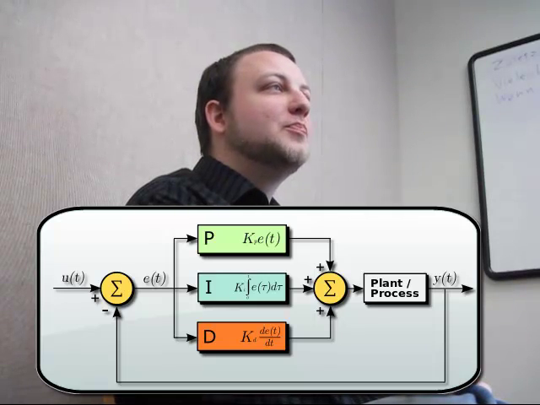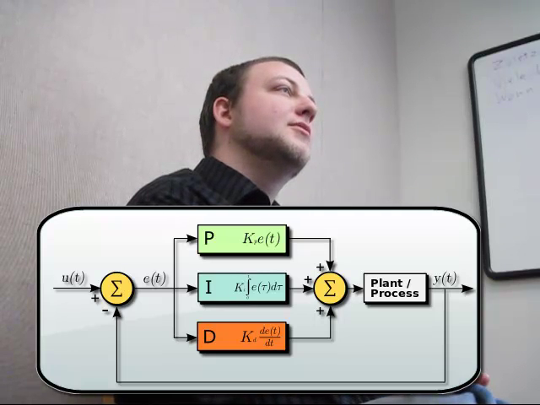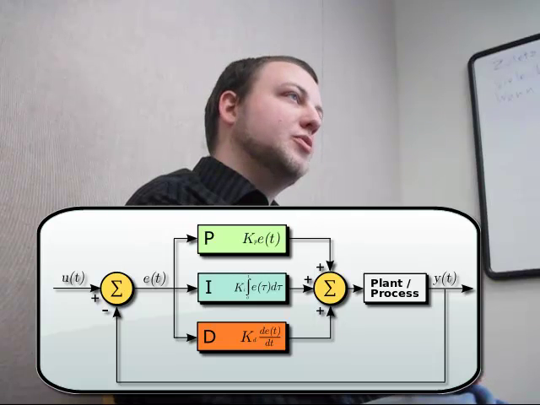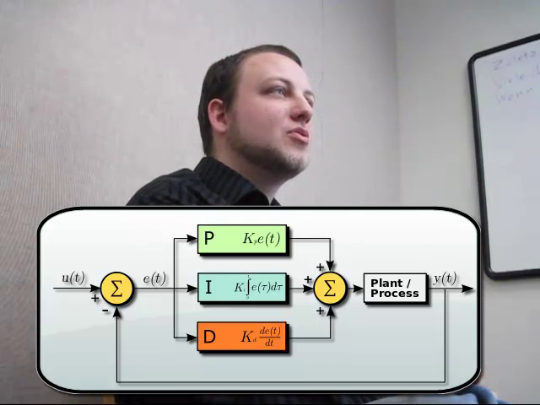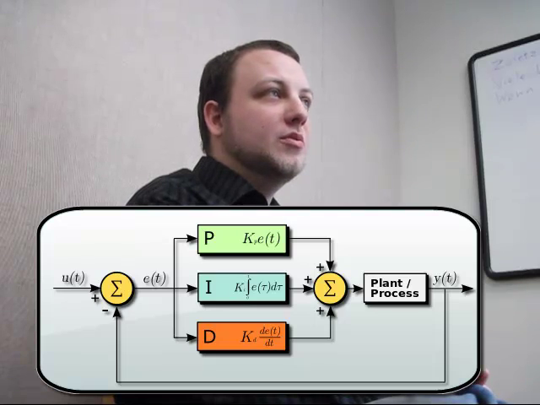The derivative term is used for dampening of overshoot. It measures the rate of change of error over time and prevents overshoot and oscillations.